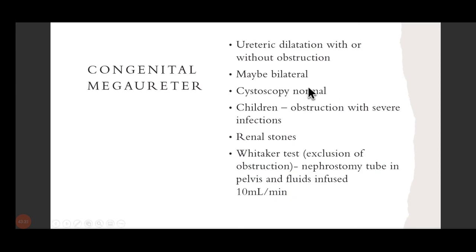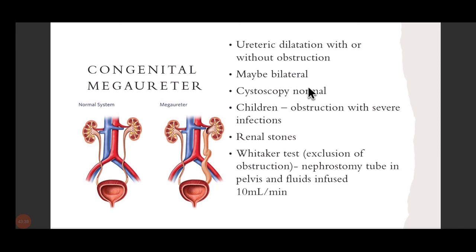A congenital megaureter is ureteric dilatation with or without obstruction, may be bilateral. Cystoscopy is often normal. And because of such a massively dilated ureter, there is stasis of urine and development of renal stones. There is a Whitaker test which excludes obstruction. You cannulate the kidney pelvis and administer fluids antegradely through the nephrostomy tube, and then you take images.